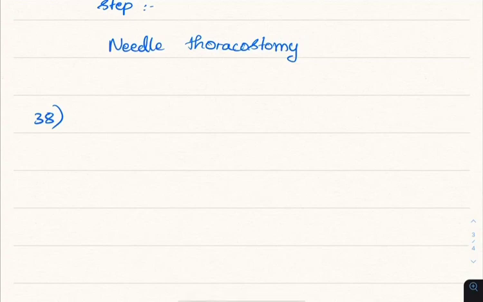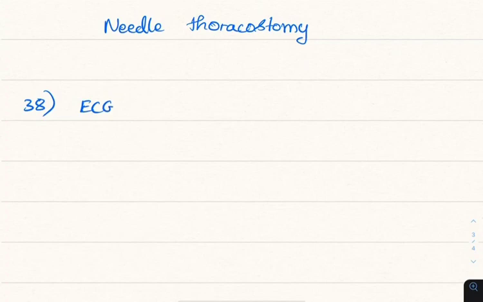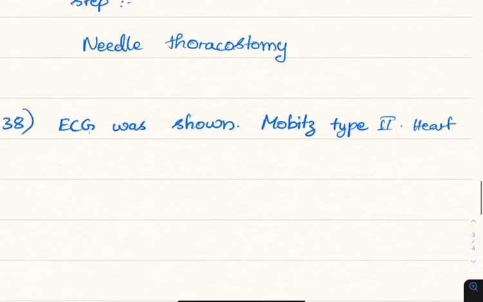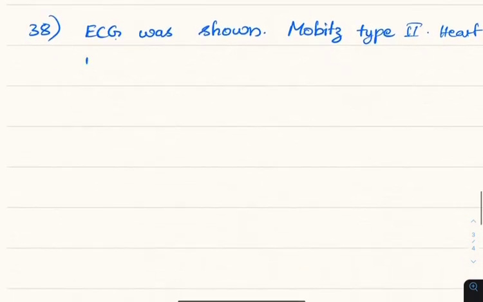Moving on to the next question. An ECG was shown. The ECG was of Mobitz type 2 block. So they were asking which type of heart block it is. Only the image was given. It was not mentioned Mobitz type 2. The image and which type of heart block was the question. It is second degree heart block.